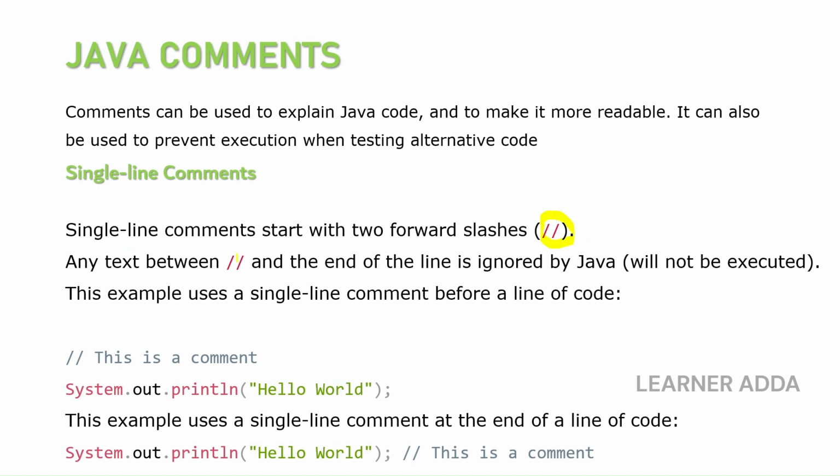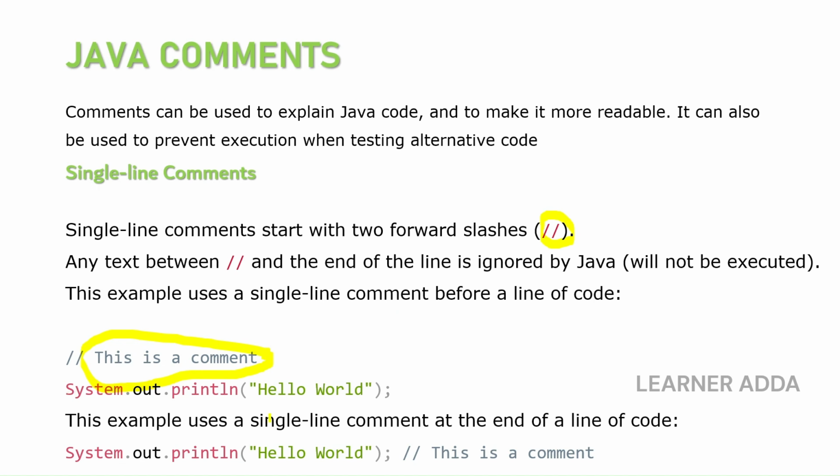This example uses a single line comment before a line of code. Here are the two forward slashes, and after that, this sentence is a comment. The compiler understands that this is a comment and does not include it in the execution of the program. It skips the line, and execution starts from here: System.out.println hello world.